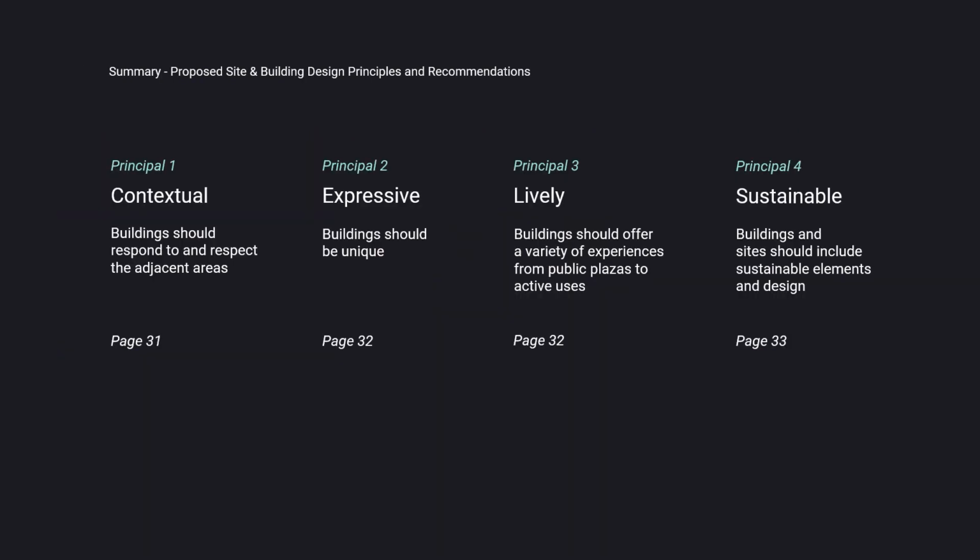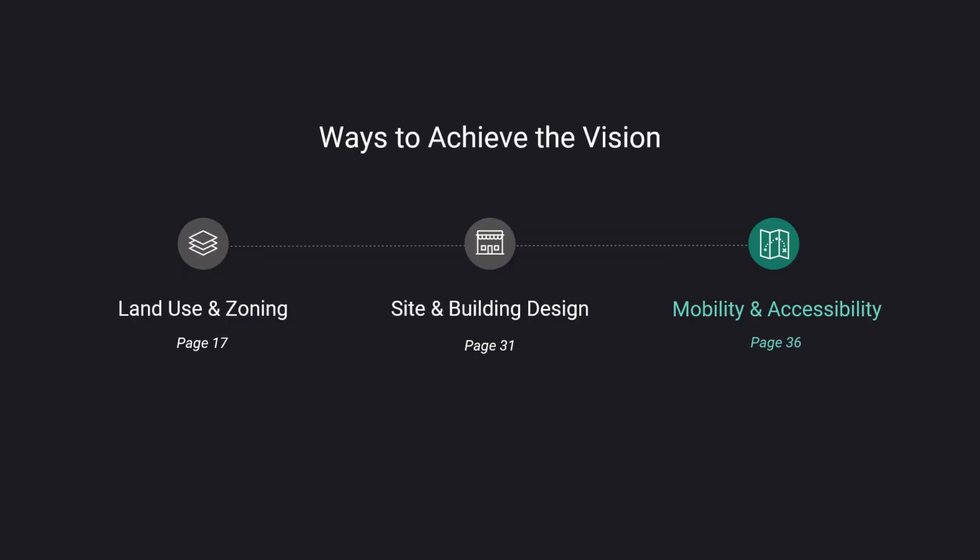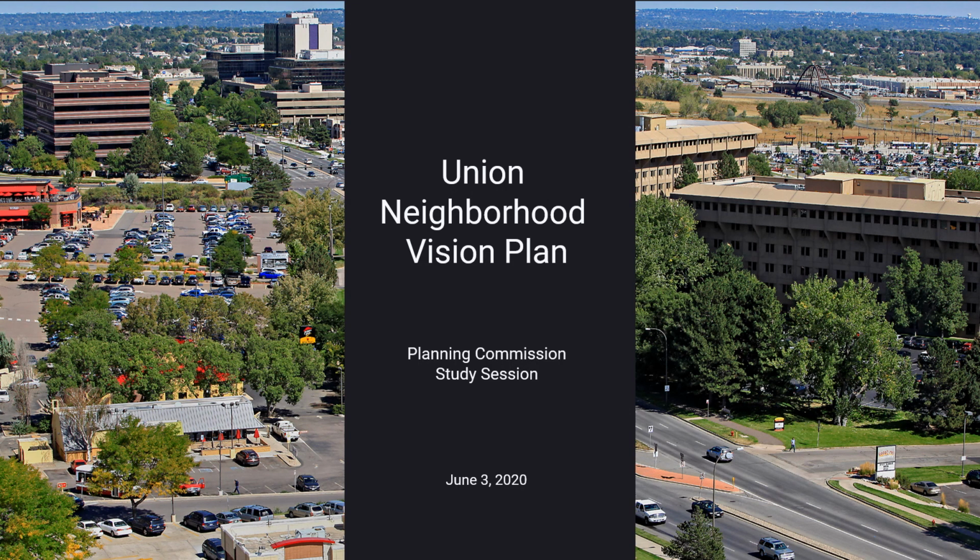Based upon these preferences, 4 design principles were developed that will help inform the next step of this process, which is to develop design guidelines. Please refer to the vision plan for recommendations under each principle. Page numbers are listed. Page 36 in the vision plan outlines the recommendations for mobility and access, which reinforce the recommendations identified in the 2018 transportation study. This concludes the presentation for the Union Neighborhood Vision Plan.